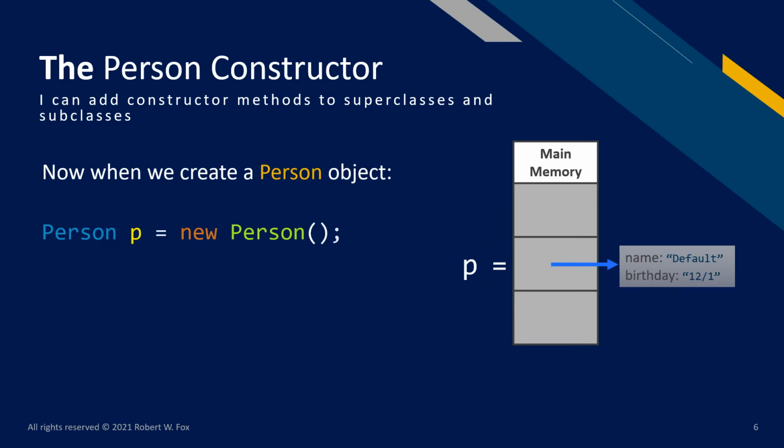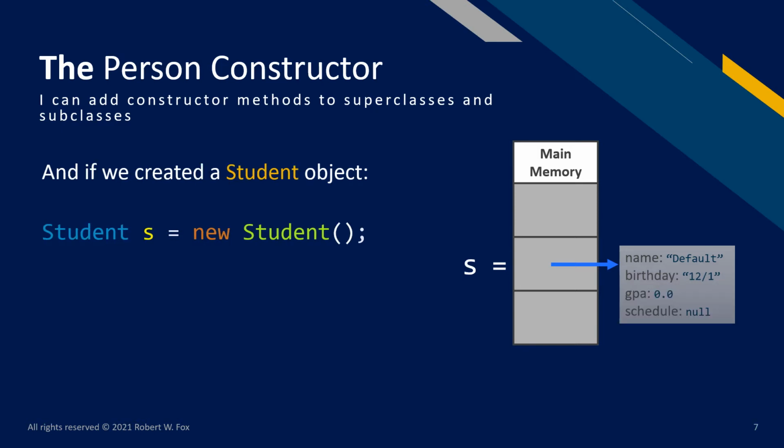And because we have a default constructor, we can see that when we create a person object, person P equals new person, now the name and birthday are not null, but are set to their default values, because we know when we create an object, if we have a constructor, it gets automatically called.